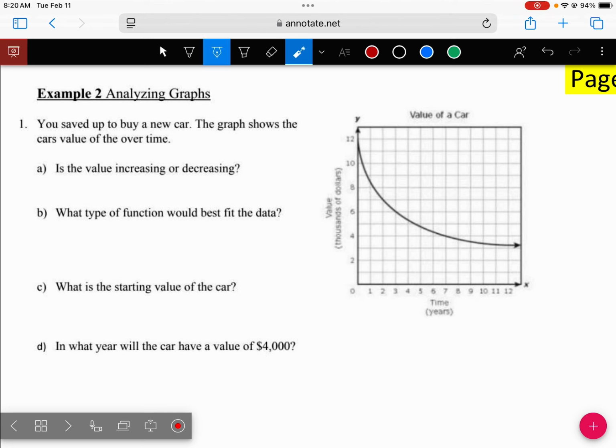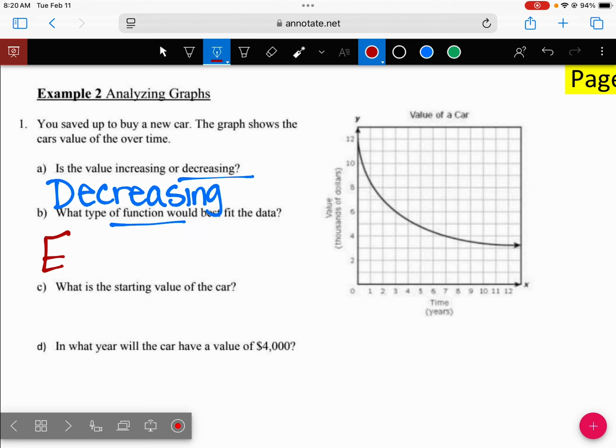Down. So this would be a decreasing graph. It is decreasing because it's going down over time. The function that would best model this is exponential.